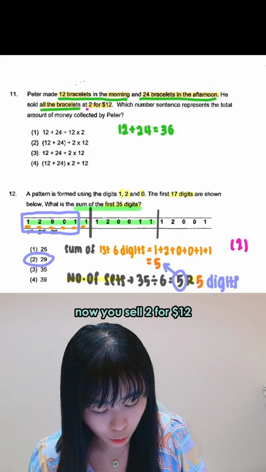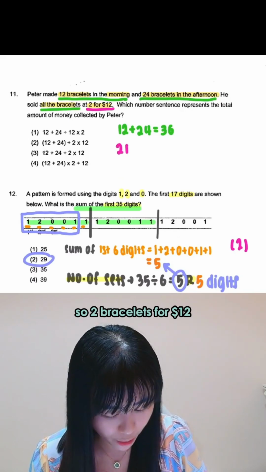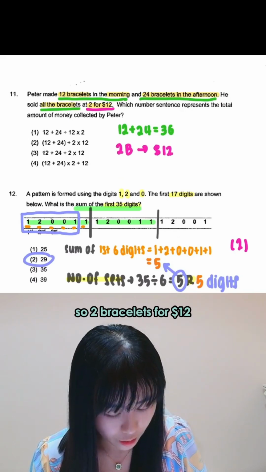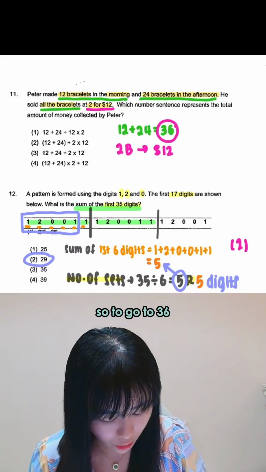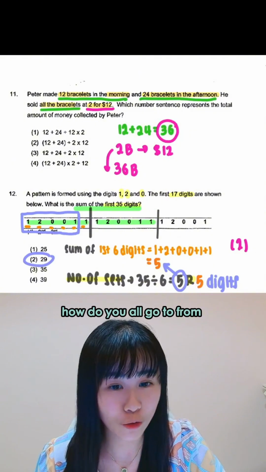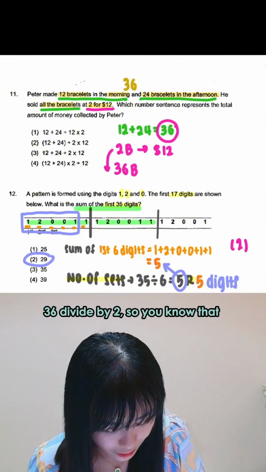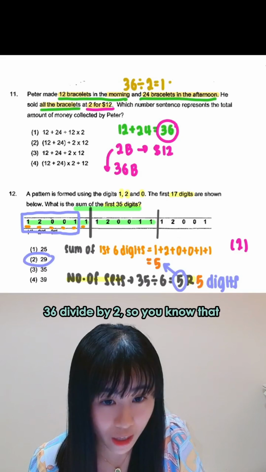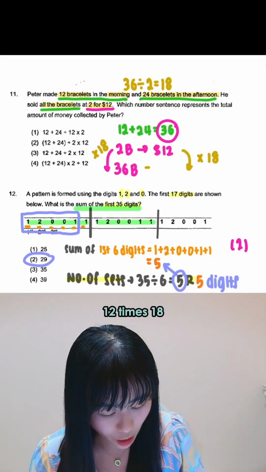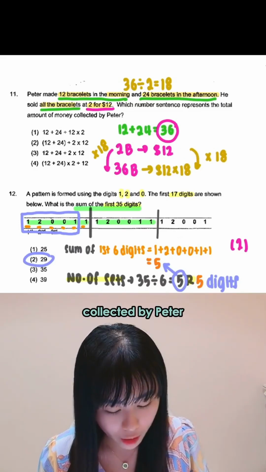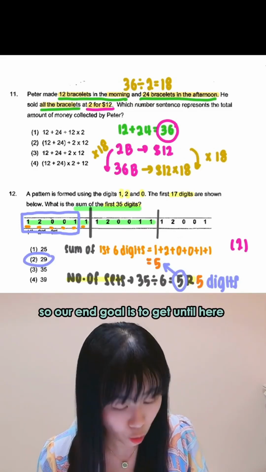Now, you sell 2 for $12. So 2 bracelets for $12. But given that you sell 36 bracelets in total, how do you go from 2 bracelets to 36 bracelets? 36 divided by 2. So you know that you need to multiply by 18. So basically, you're going to take 12 times 18. What's the total amount of money collected by Peter? So our end goal is to get until here, right?